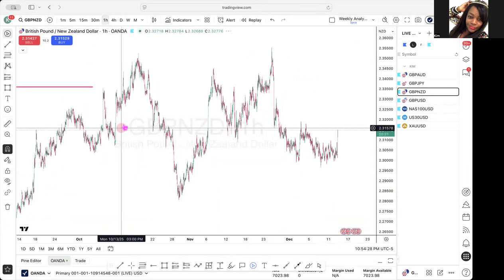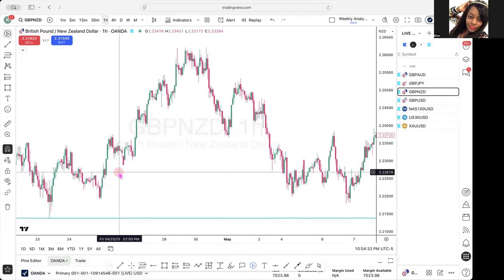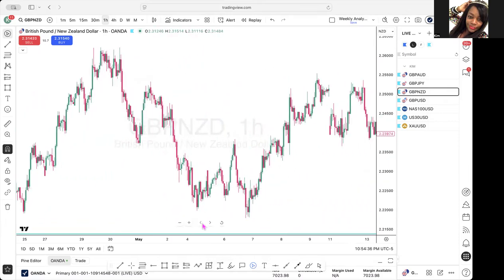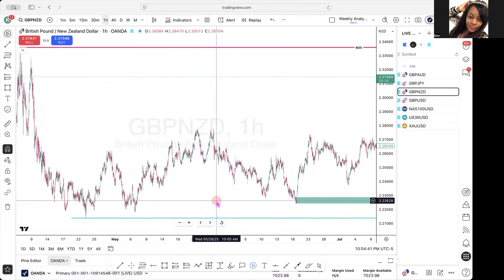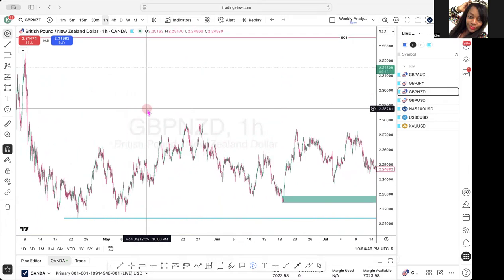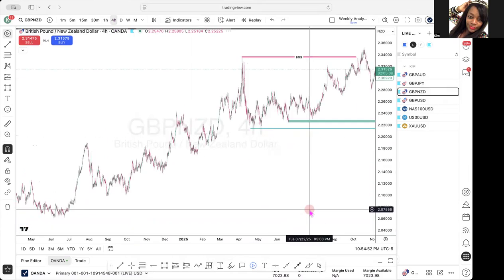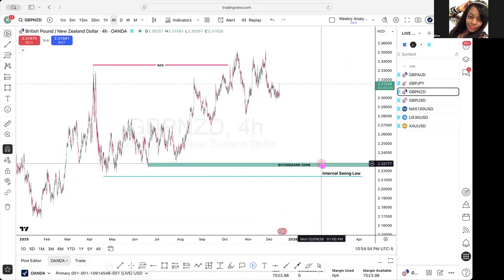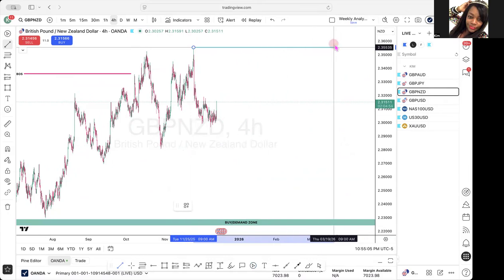Let's see if I go to the 1-hour. See if anything stands out. Nope. Nope. Okay. And you can go to the 15-minute. There may be one on the 15-minute, but I would definitely be setting an alert at this zone to look for a shift in structure to then start buying up to this swing high.